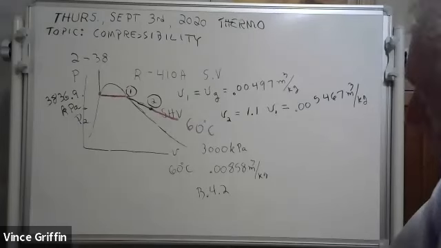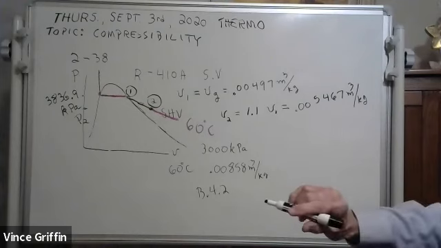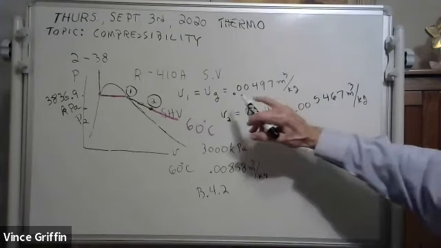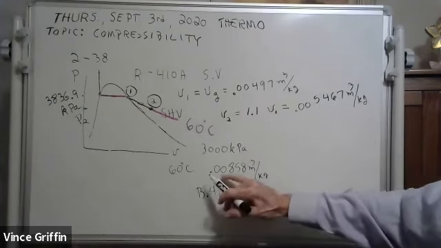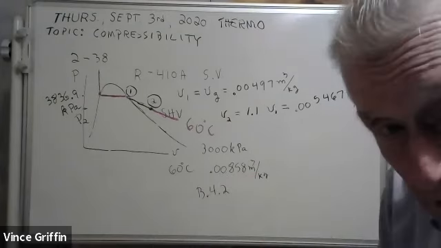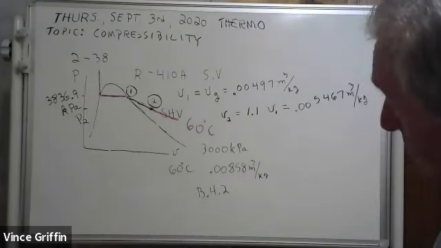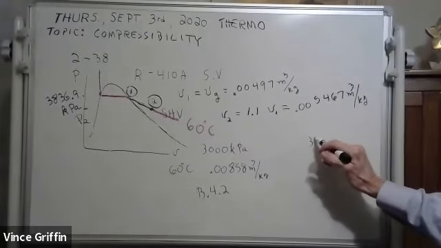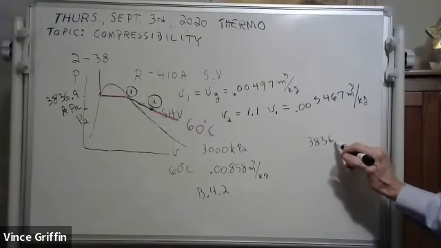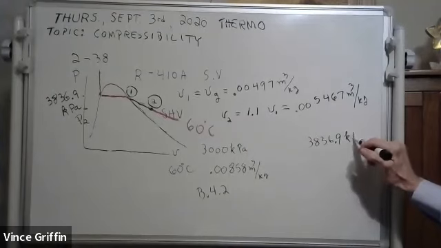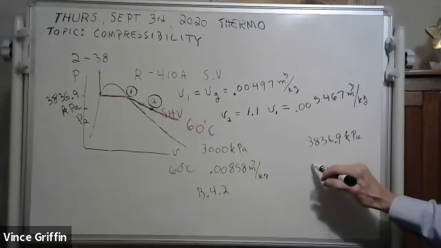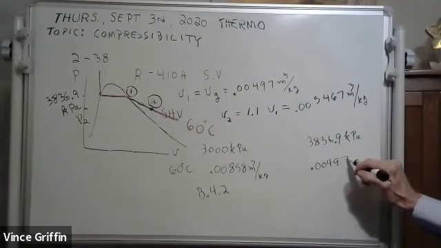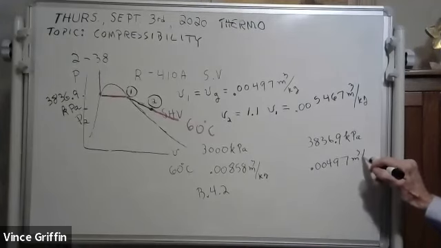Well, we want the pressure. Now, if you'll notice, 0.005 is in between 0.004 and 0.008. We're going to have to interpolate. See, at 36.9 kilopascals, we have a specific volume of 0.0497 cubic meters per kilogram.